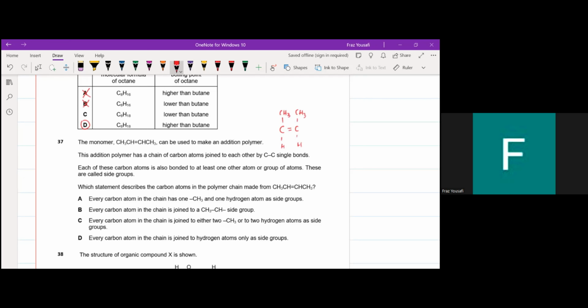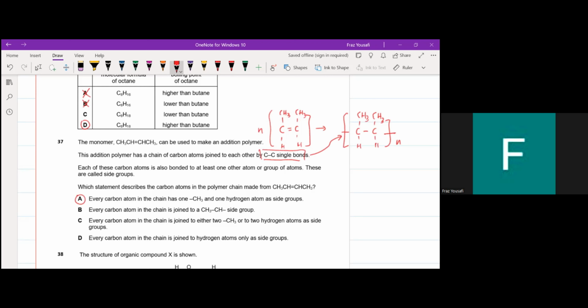This is your monomer, right? If I give you an n number of these, this is the polymer that you will get, right? So each of the carbons in the chain is now going to be joined by carbon-carbon single bonds. It wants to know which statement describes the carbon atoms in the polymer chain made from this monomer. A says each carbon atom in the chain has one CH3 and one hydrogen atom as its side groups. That's your answer. You don't need to go any further.